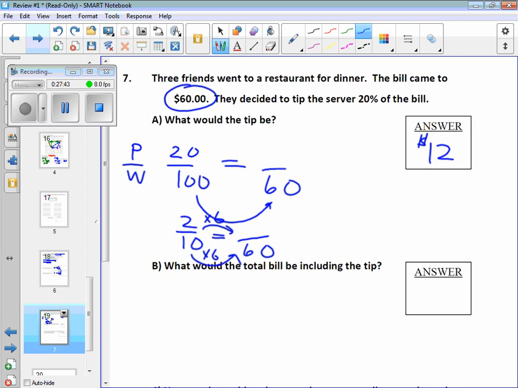Okay. Where did I lose you? Because I thought we were doing good, and then all of a sudden when I put the answer in there, I lost you. What happened there? I thought it was 2 times 30. Guys, one at a time, please.